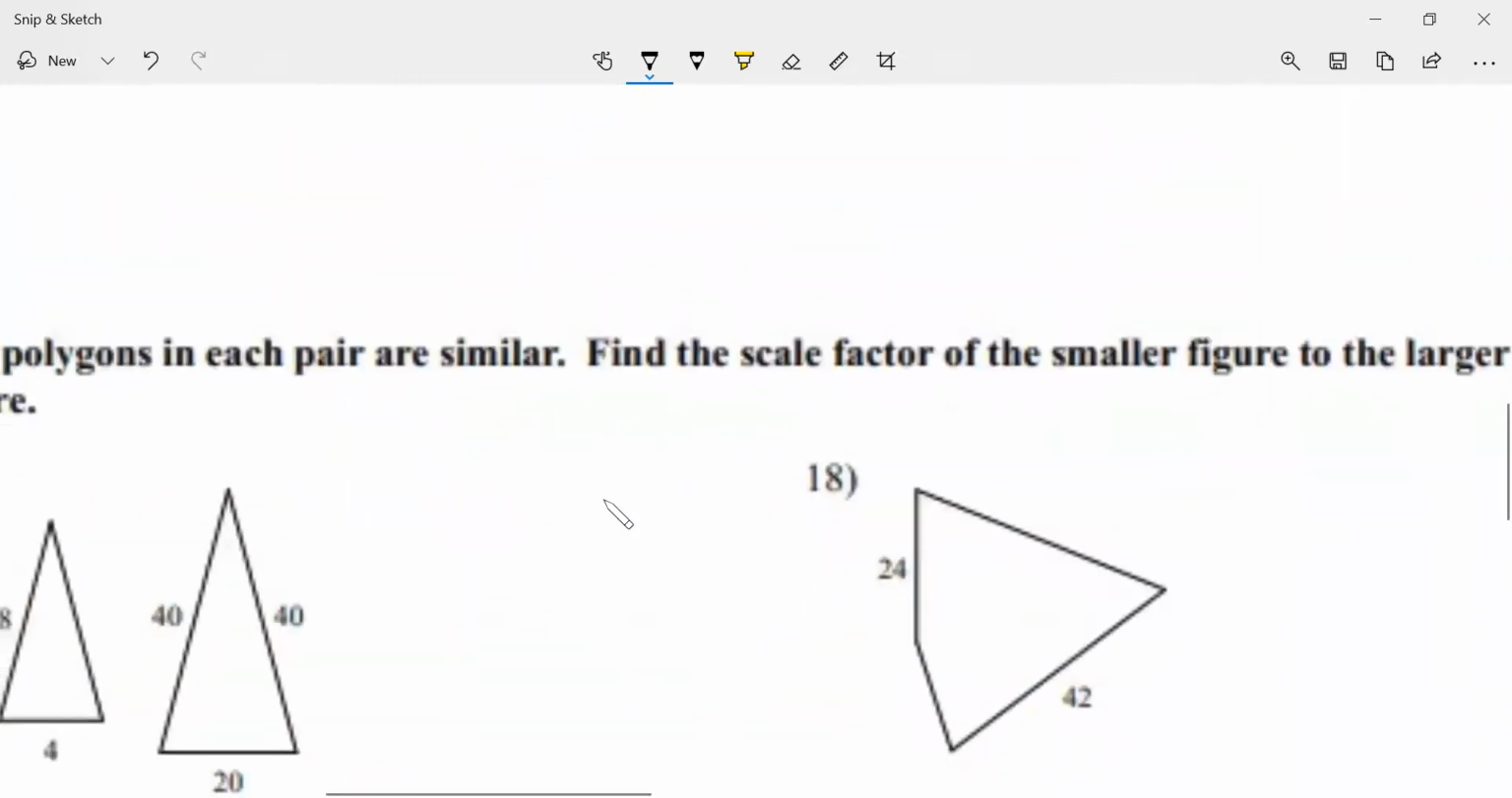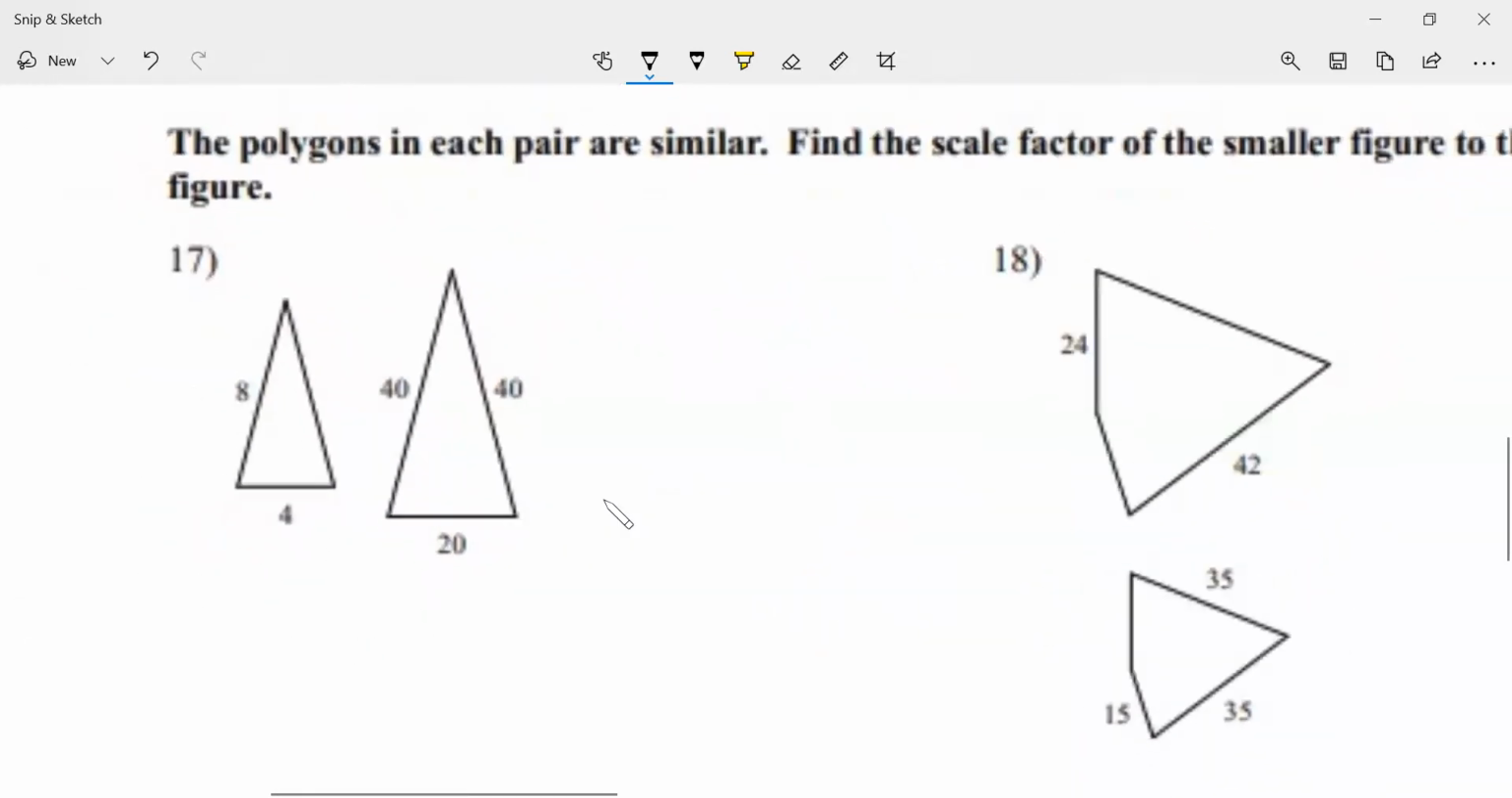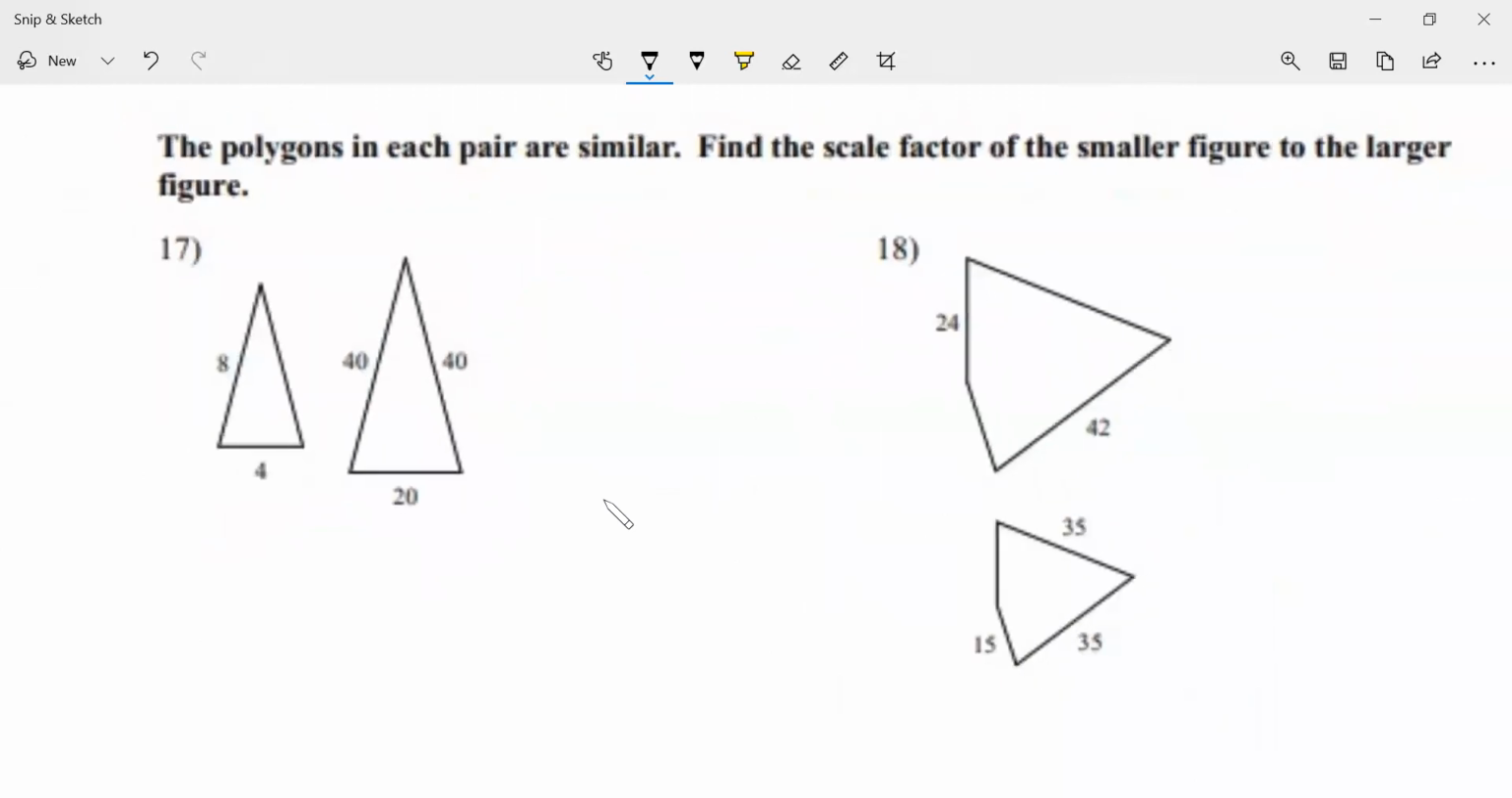Moving along, let's take a look at number 17. The polygons in each pair are similar. Okay, so that means the sides are proportional. Find the scale factor of the smaller figure to the larger figure. Okay, so now it's scale factor.